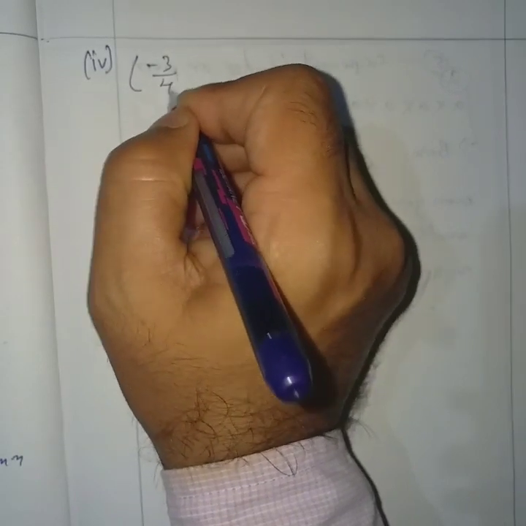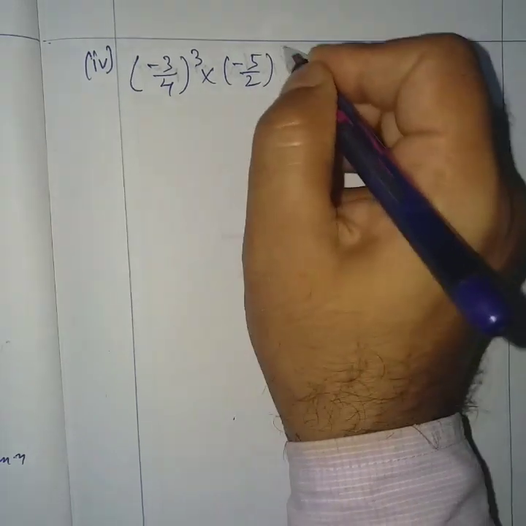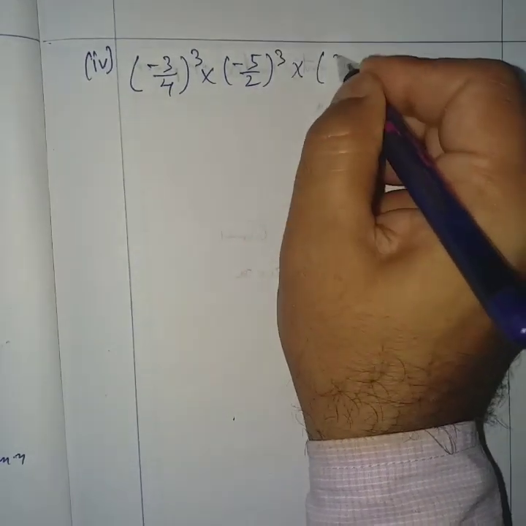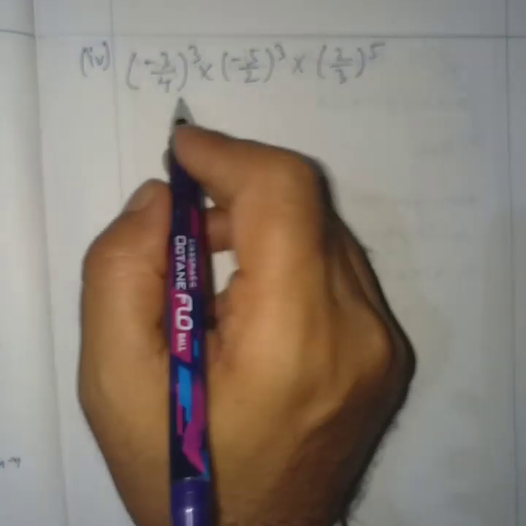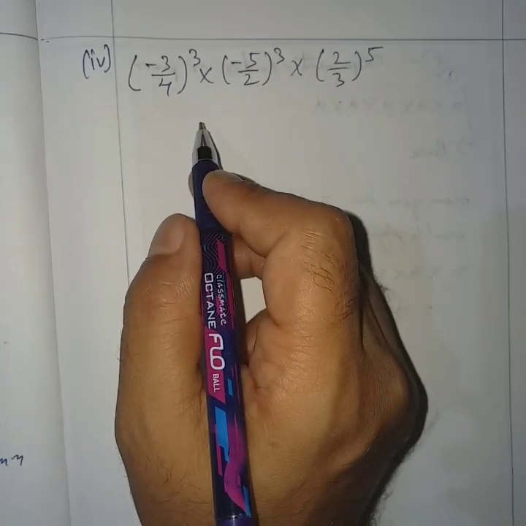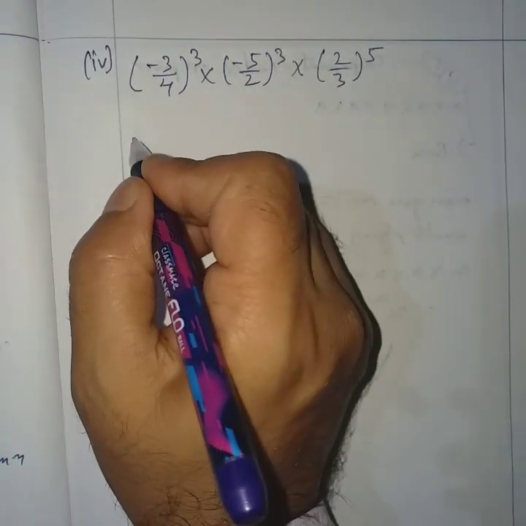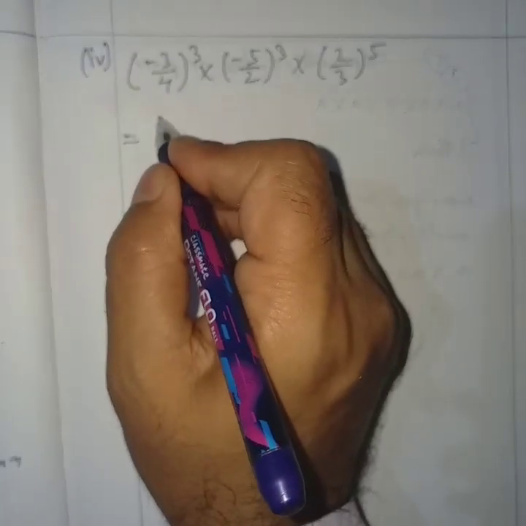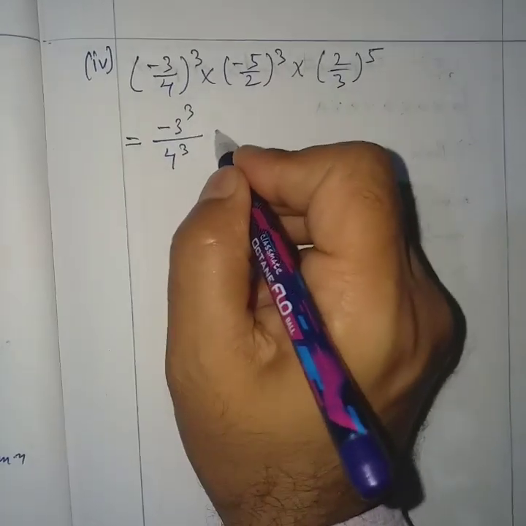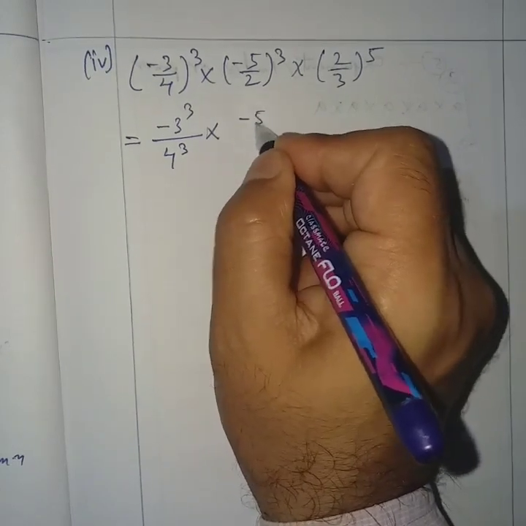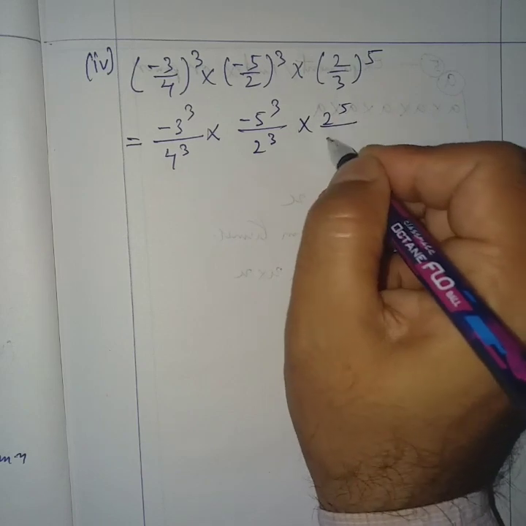(-3/4)^3 × (-5/2)^3 × (2/3)^5. We have to express this as a rational number. So now, let us distribute the powers: (-3)^3 / 4^3 × (-5)^3 / 2^3 × 2^5 / 3^5.